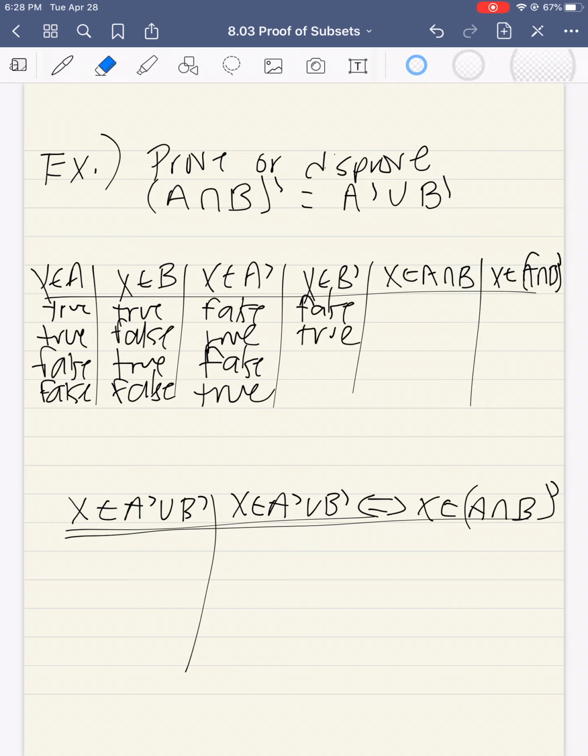Oop, I did this column wrong. This should be false, false, true, true. And this column should be false, true, false, true.